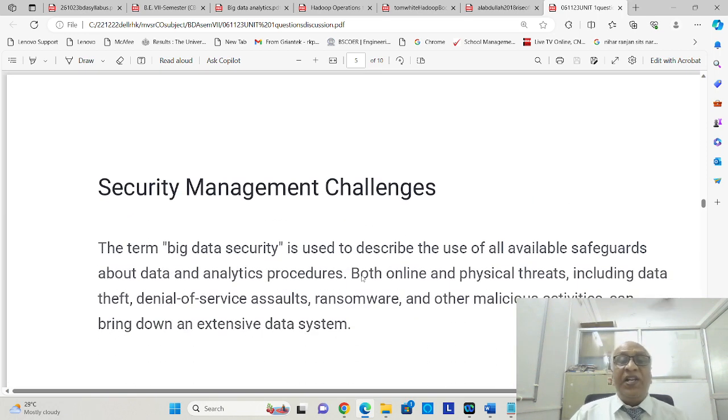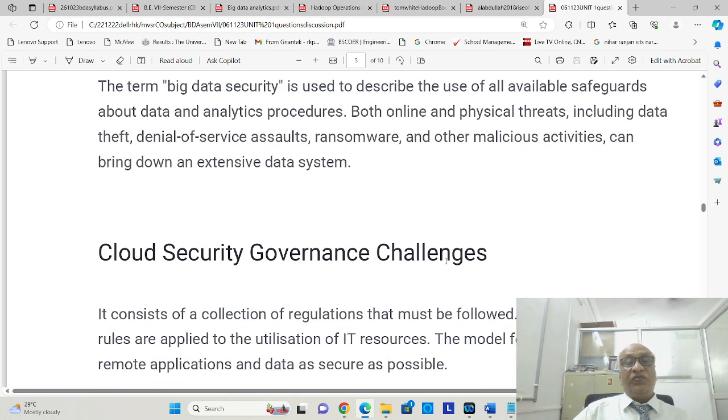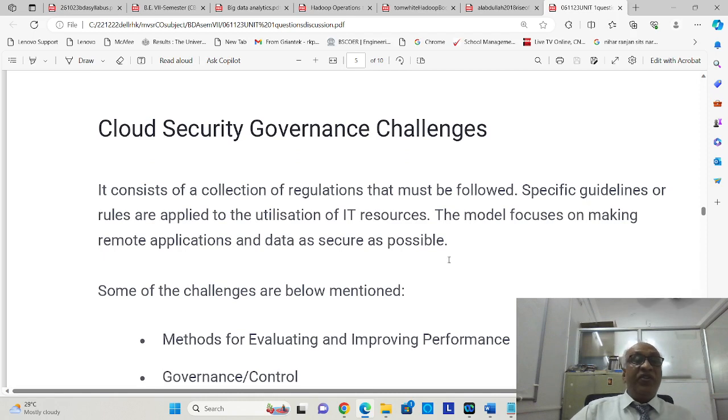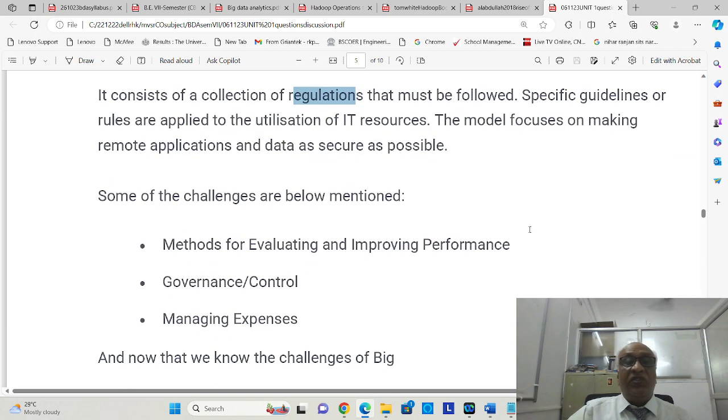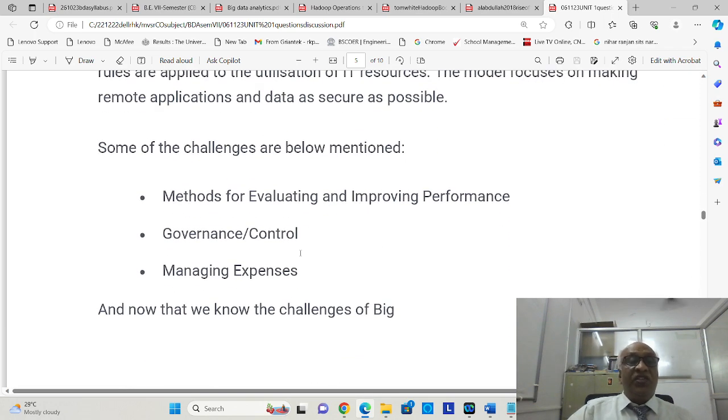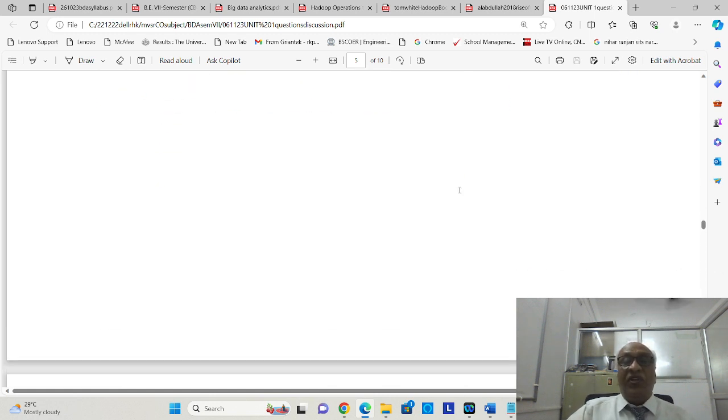Then there are security management challenges also. There is a cloud security governance challenge, that is, I need to follow thousands of regulations. Governance, control, expenses handling, evaluation, improving performance, all this.